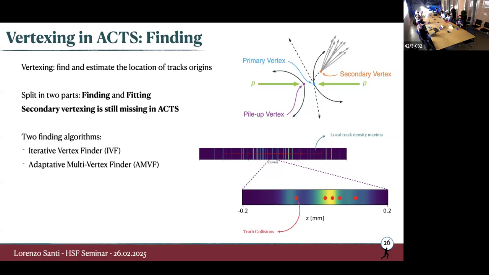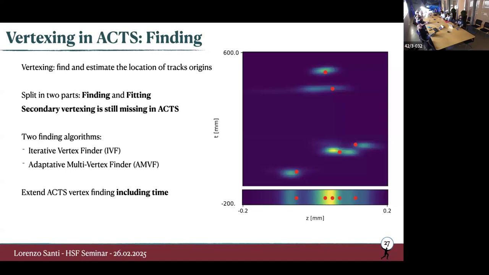used in ATLAS. With this algorithm, it is possible to use time to exploit the separation in cases where the distance between the vertices is very small, so in a very dense environment. You can see here that in the case where you don't have time, you could have multiple vertices very close to each other. The red dots are the truth collisions, and if you include time in the vertex finding, you can improve a lot because you have an extra degree of freedom.